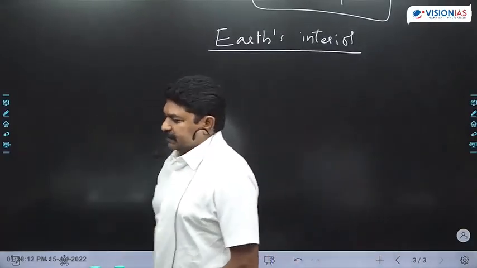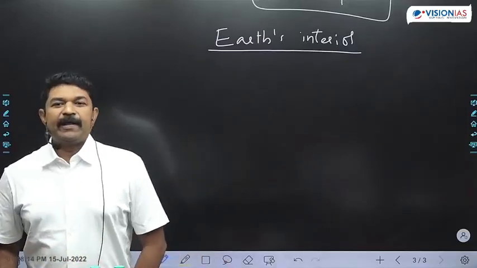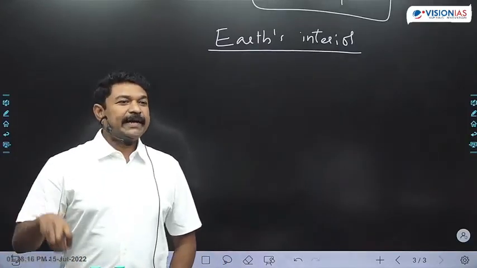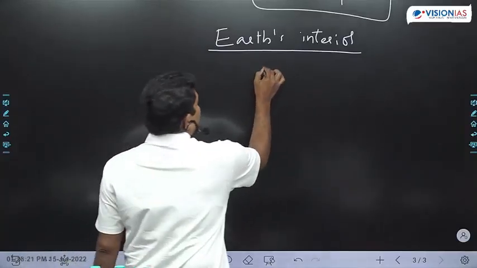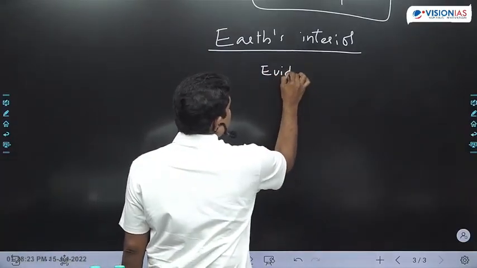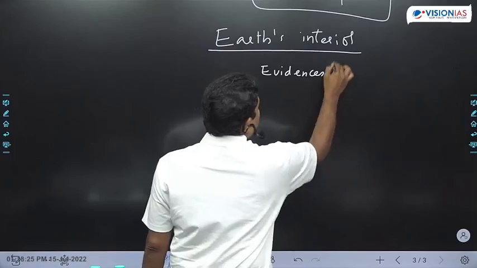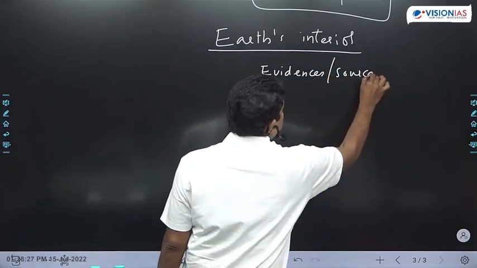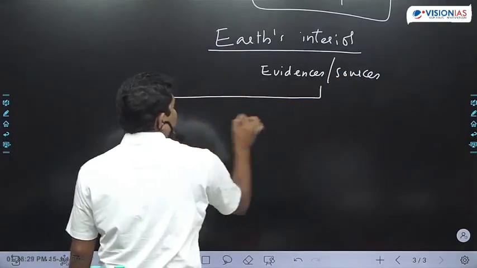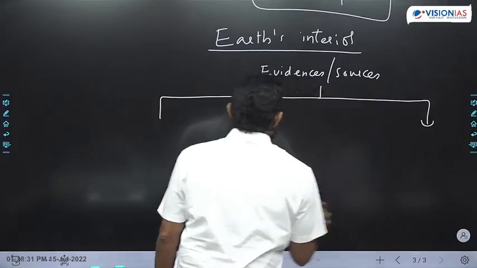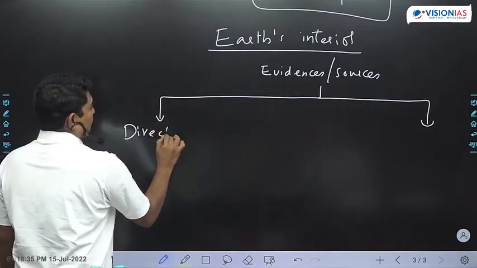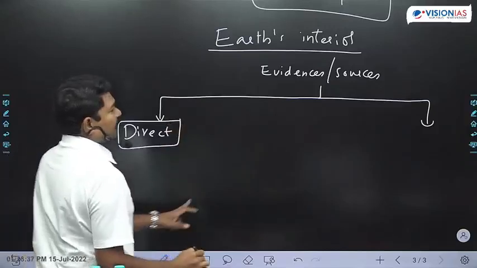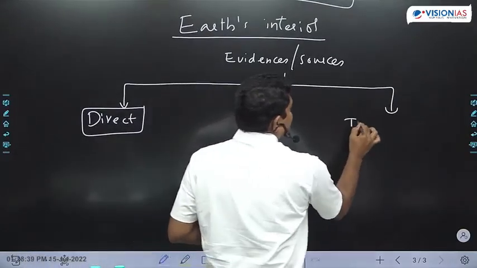The sources about the Earth's interior are classified into two types. What are the two types of sources? One is called the direct source. Another one is called the indirect source.